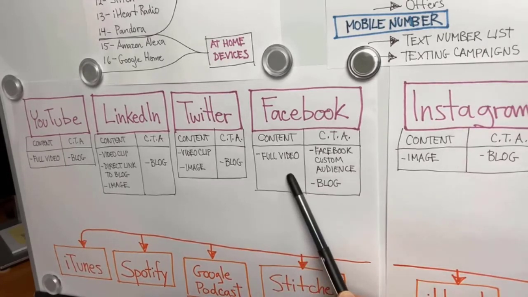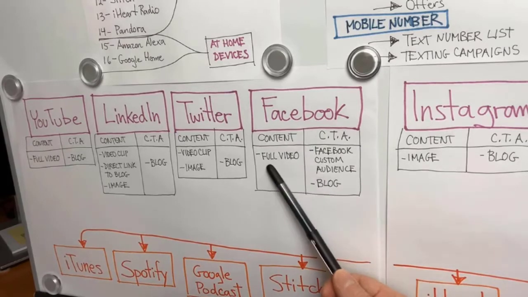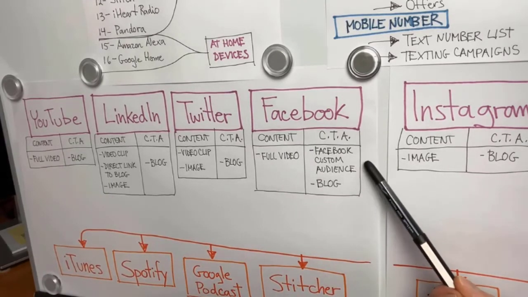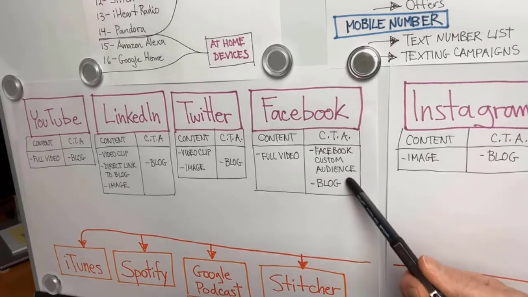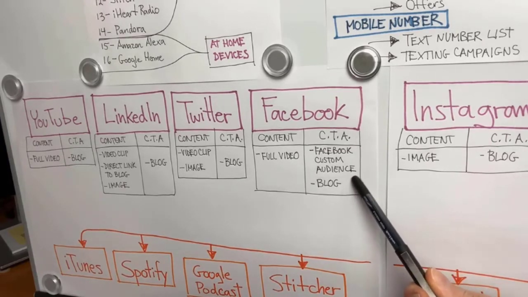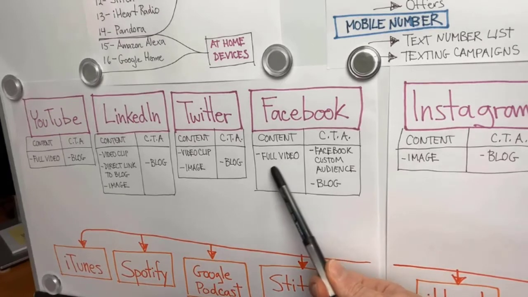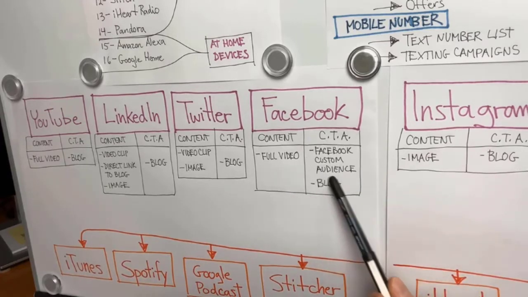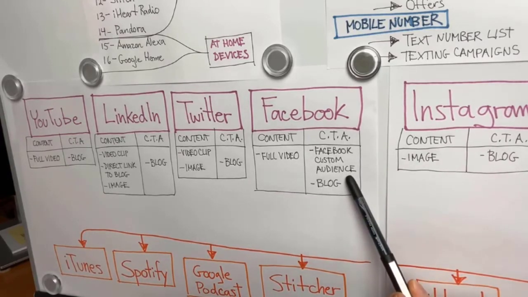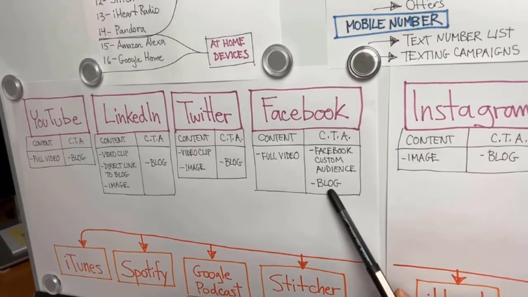On Facebook, the content type is the full video. And on Facebook, there are 2 calls to action. One of them is done automatically and they don't even know it. It's called the Facebook Custom Audience. What happens is there is code on the video that states that when they watch 3 seconds of the video, bloop, they fall into my Facebook Custom Audience. All they need to do is watch 3 seconds and they don't even know they fell in that audience. I can retarget to them. And the second call to action is, of course, a call to action to my blog.